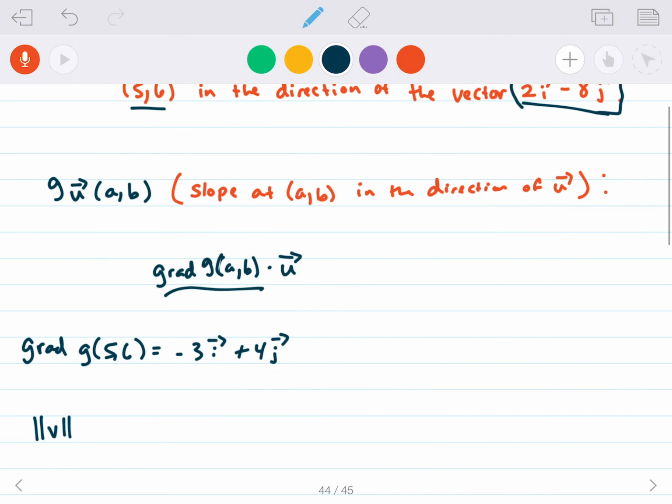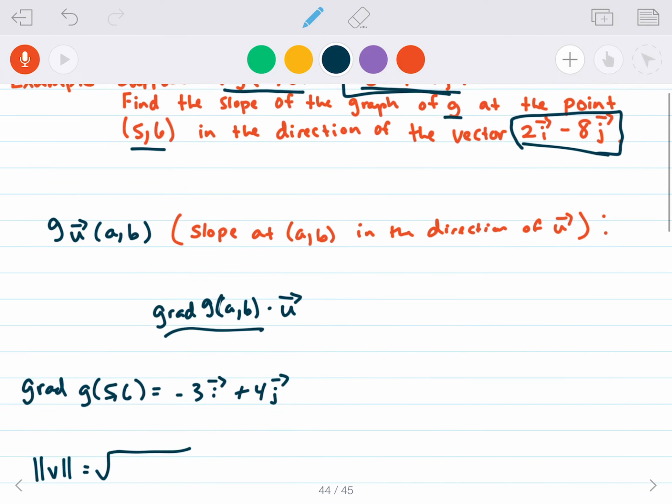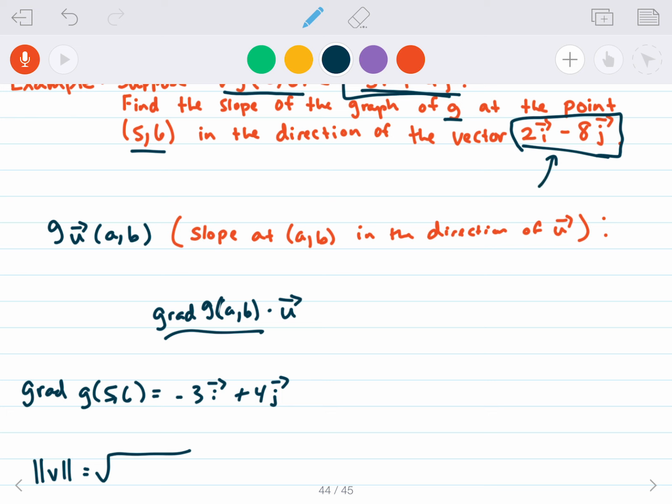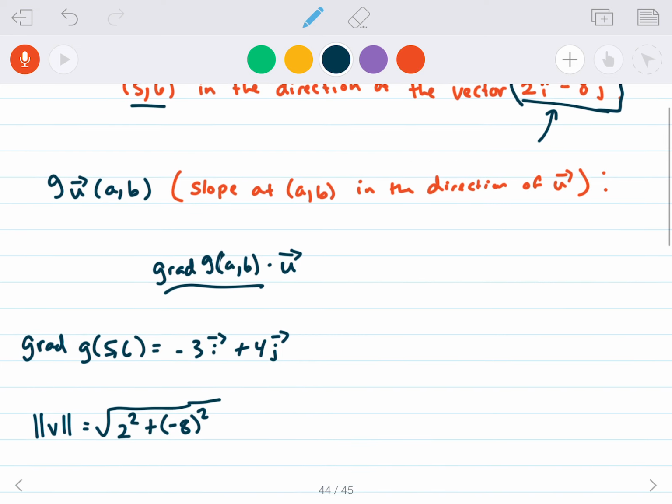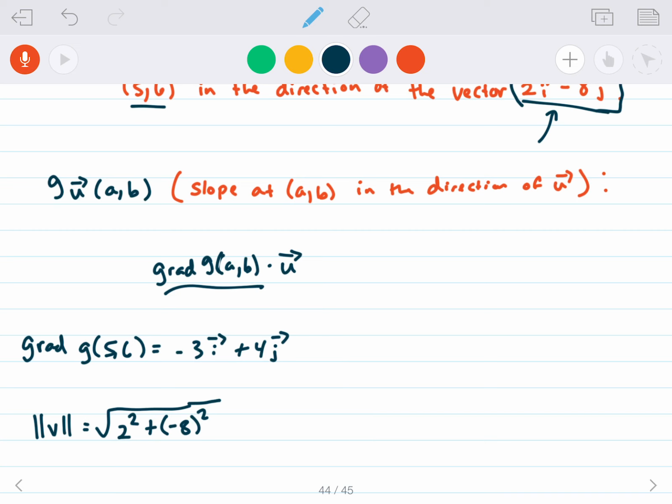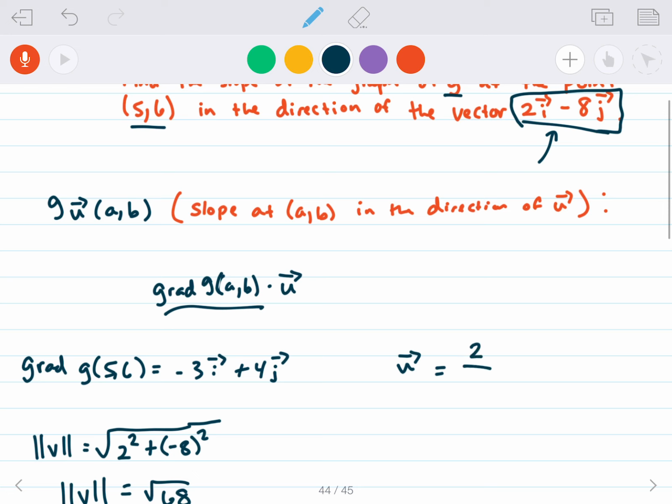So first of all, the magnitude of this vector that we were given right here is going to be the square root of the squares of the components. So I believe that is root 68. Yeah. Okay, so that's root 68. And so my unit vector, I'm going to take my original vector and divide each component by root 68.